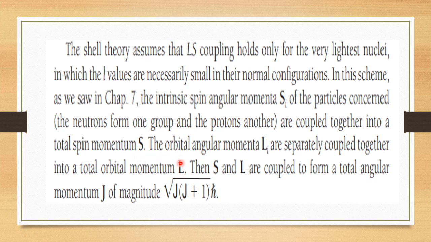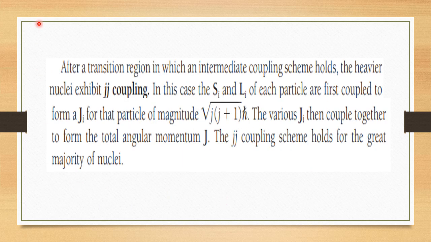Then this S and L are coupled to form the total angular momentum J, which has a magnitude root of J(J+1) ħ. After a transition stage in which an intermediate coupling scheme holds, the heavier nuclei exhibit jj coupling. So this holds for the majority of nuclei, which is the jj coupling.